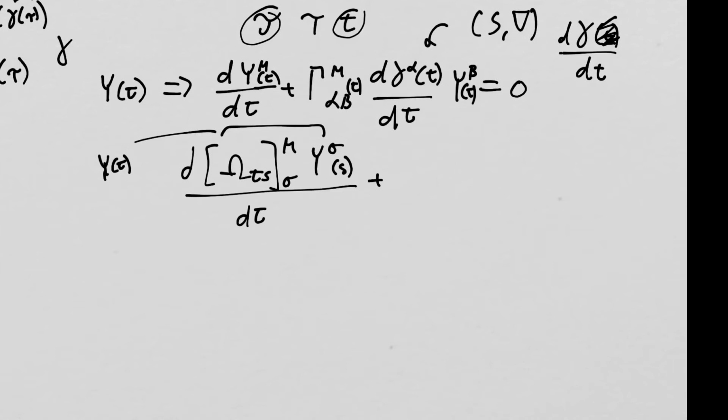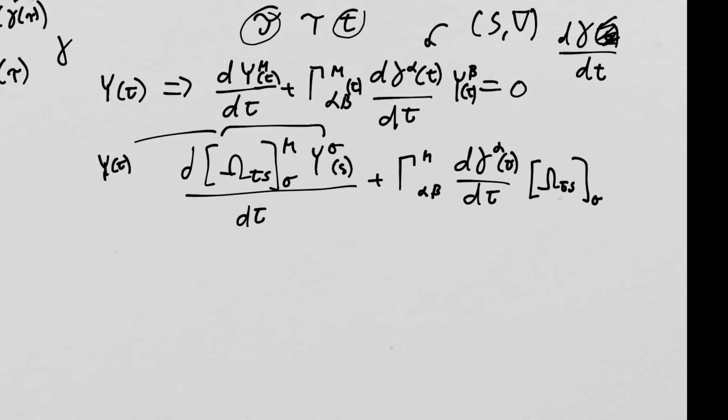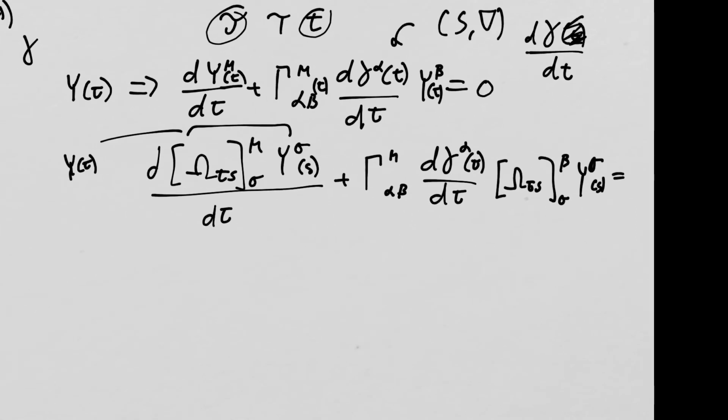And then this guy is gamma mu alpha beta. Then it's still d gamma alpha of t dt. And then we make the same substitution here: omega ts, sigma beta gamma sigma of s. And this thing equals 0.